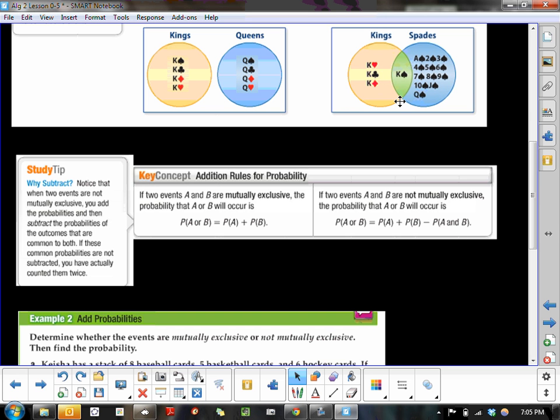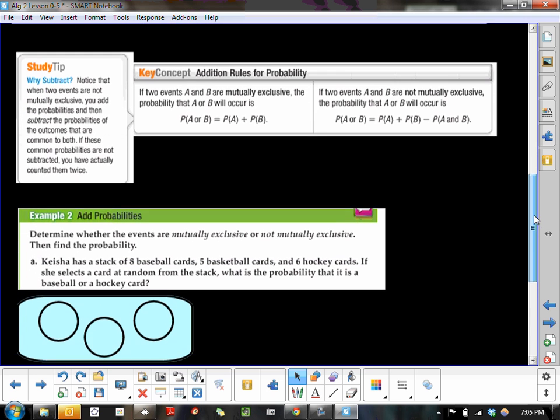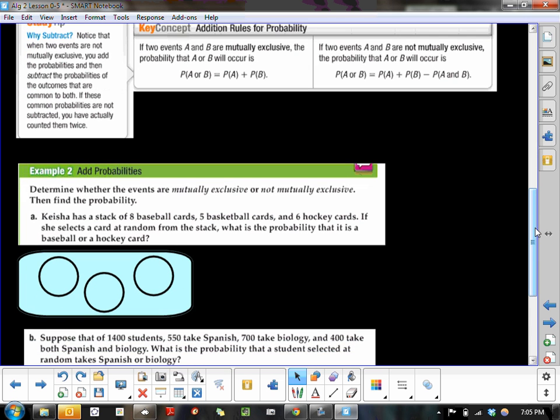A lot of times I'll represent these with a Venn diagram. They're easy to draw, and you can quickly see which things are in the intersection or the overlap, where they have both characteristics, a king and a spade. If they're completely independent, then you will not see any overlap, and you'll not be able to have a king and a queen at the same time. So let's take a look at an example. Determine whether the events are mutually exclusive or not mutually exclusive, then find the probability. We're going to look at 2 different examples of this.